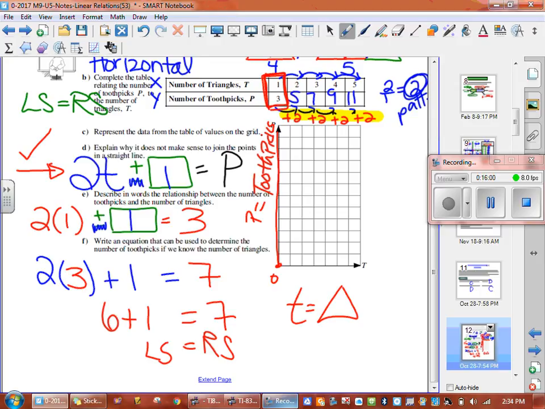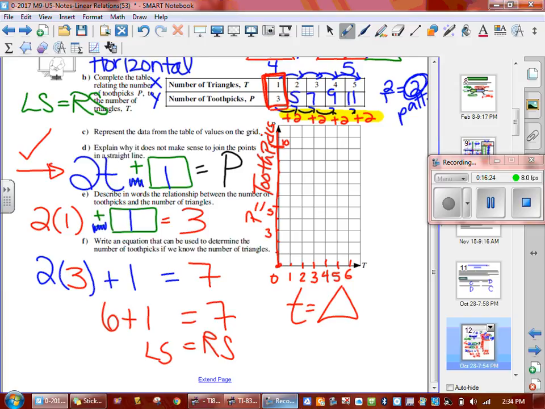So we've got 1, 2, 3, 4, 5, and 6. Going up, same thing. We're going to count up to 5. 1, 2, 3, 4, 5, 6, 7, 8, 9, 10 is right there. All right. So now we plot each point.